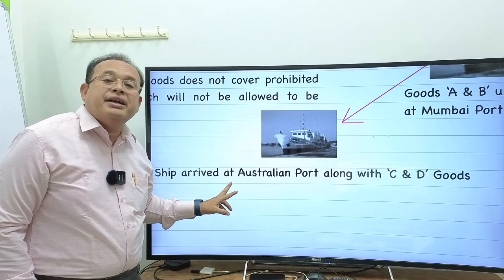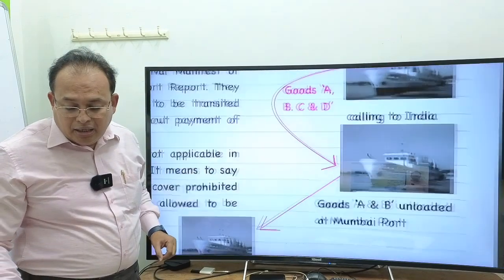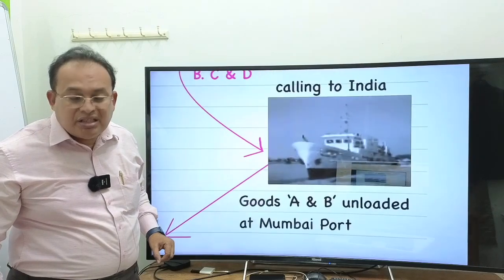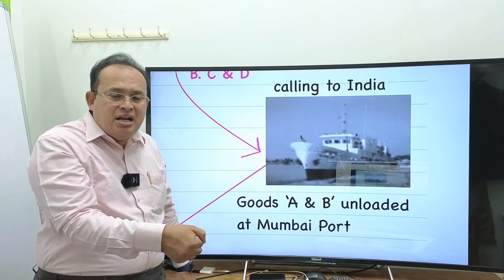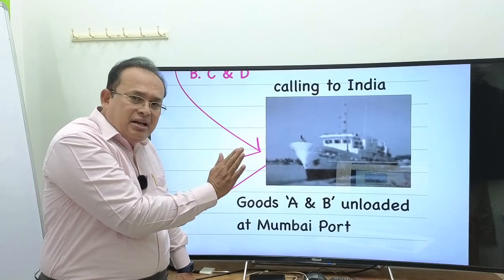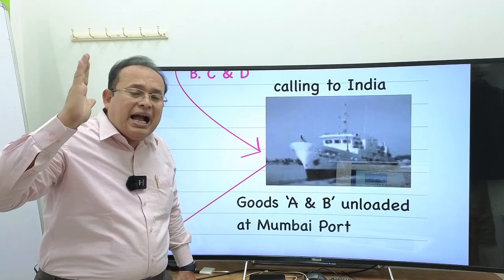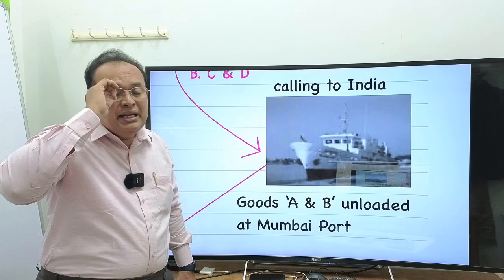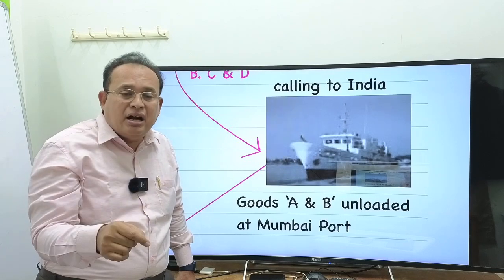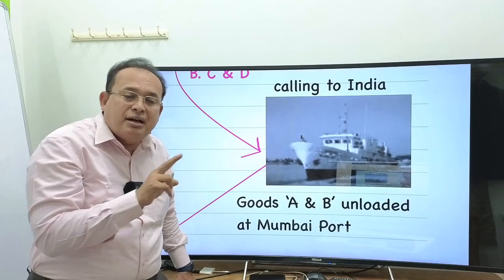In that case, these C and D in India are called transit goods. Goods came from outside India, remain in the vessel, in the ship, and go to another country as destinated goods to that other country. That means C and D are transit goods in India. Levying of import duty on C and D does not arise.